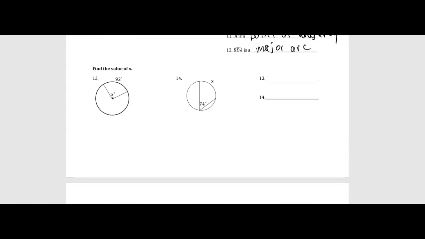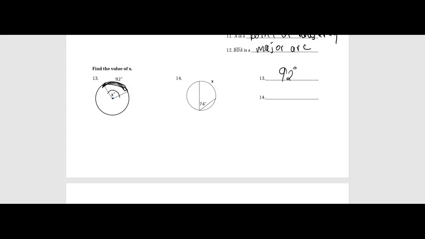13 is a central angle. If you recall, a central angle has the same degree measure as the arc. So since this eats up 92 degrees, that means the angle is also a 92 degree angle.